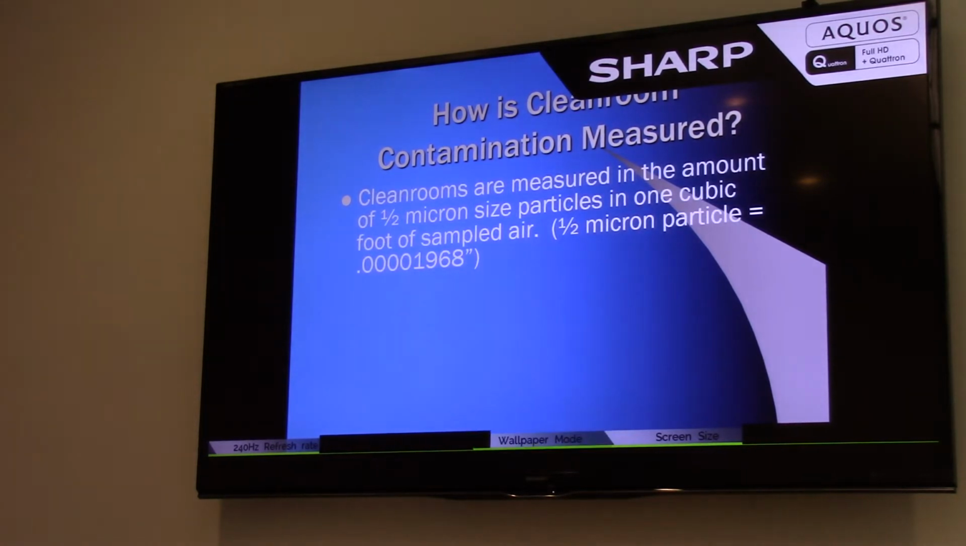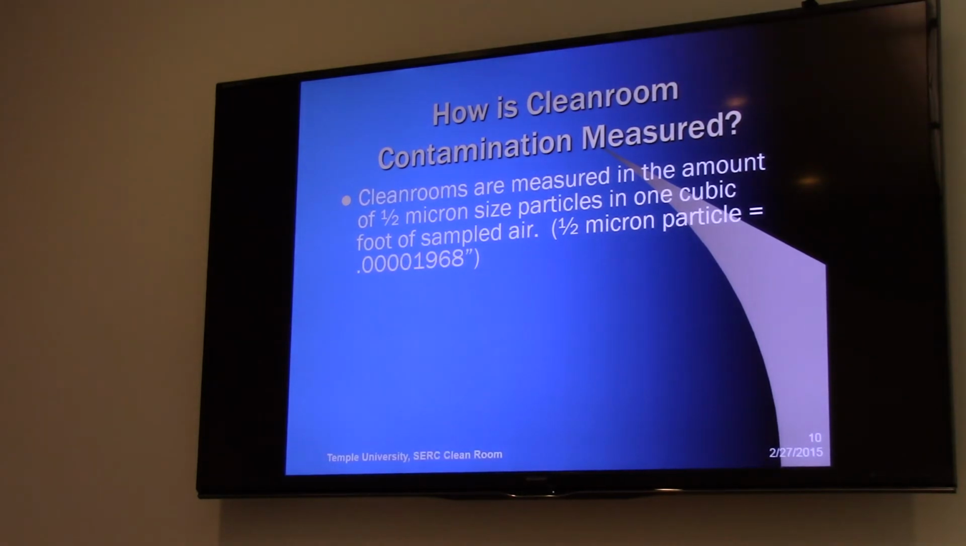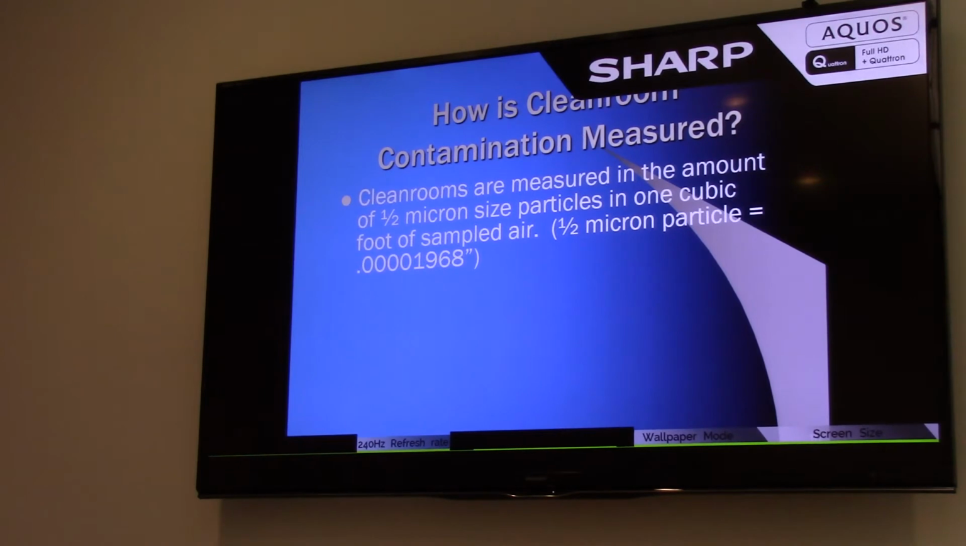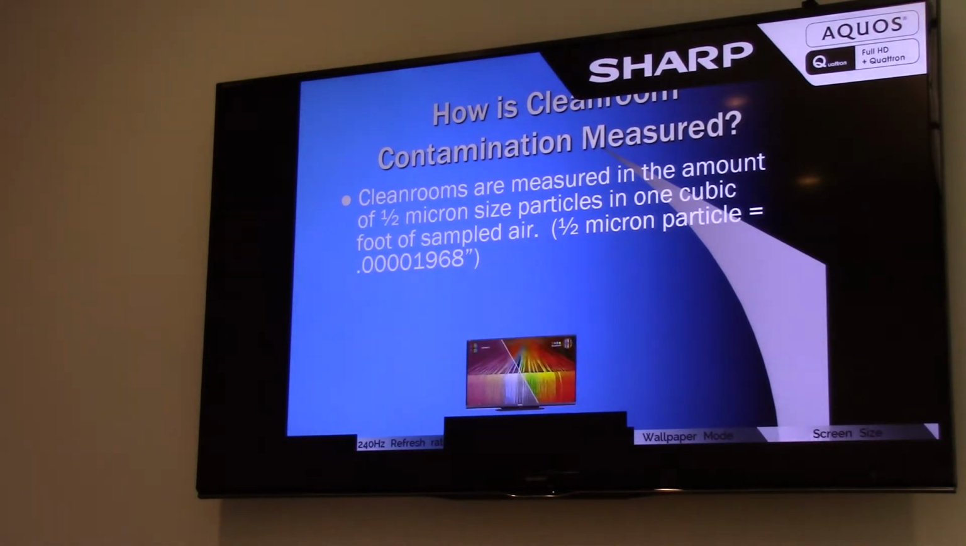And how do we measure it? Cleanliness is measured by the amount of half-micron particles in 1 cubic foot of sampled air. And today we're actually going through and doing our clean room certification where we actually measure that.